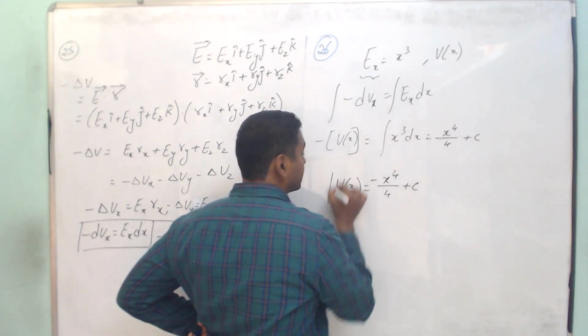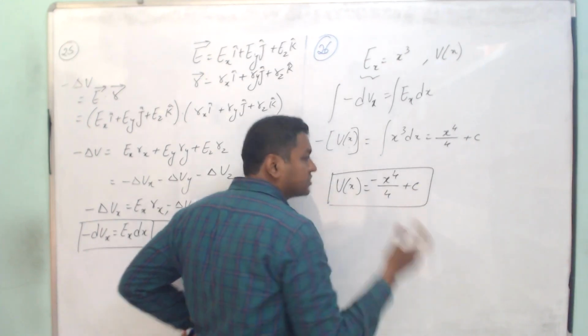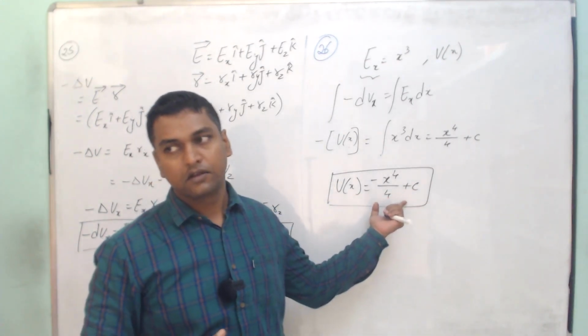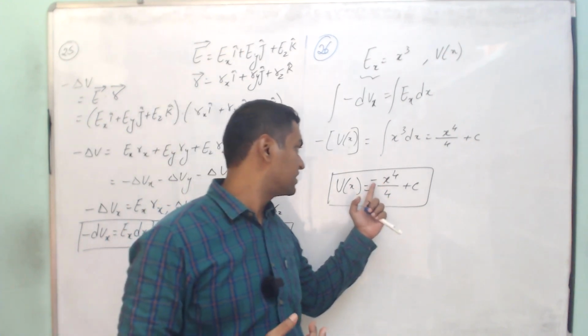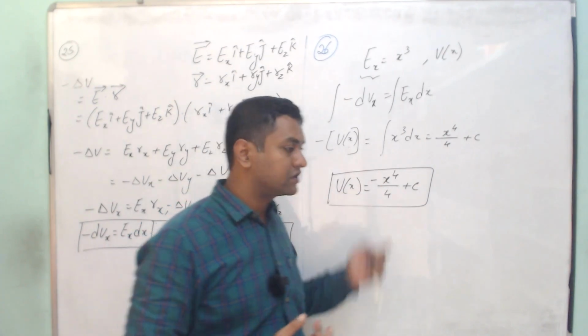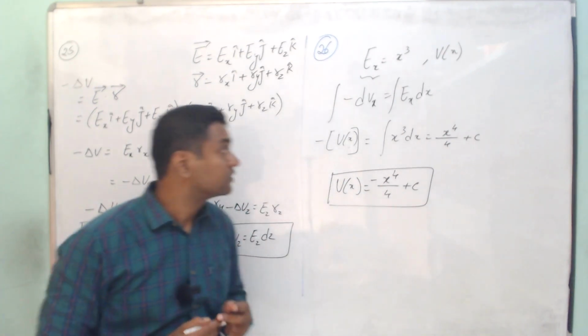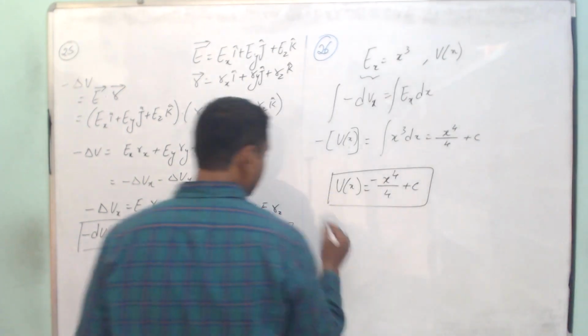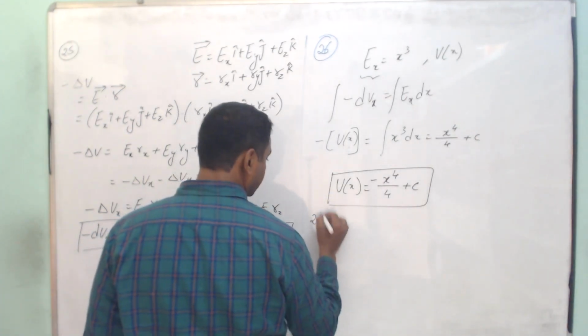See, I'm not writing minus c because a constant can be positive or negative, that is not a big deal. But I have to show the minus sign in front of my function when I remove the minus over here. That is definitely important. Is it clear? I'll give the 27th question here only.